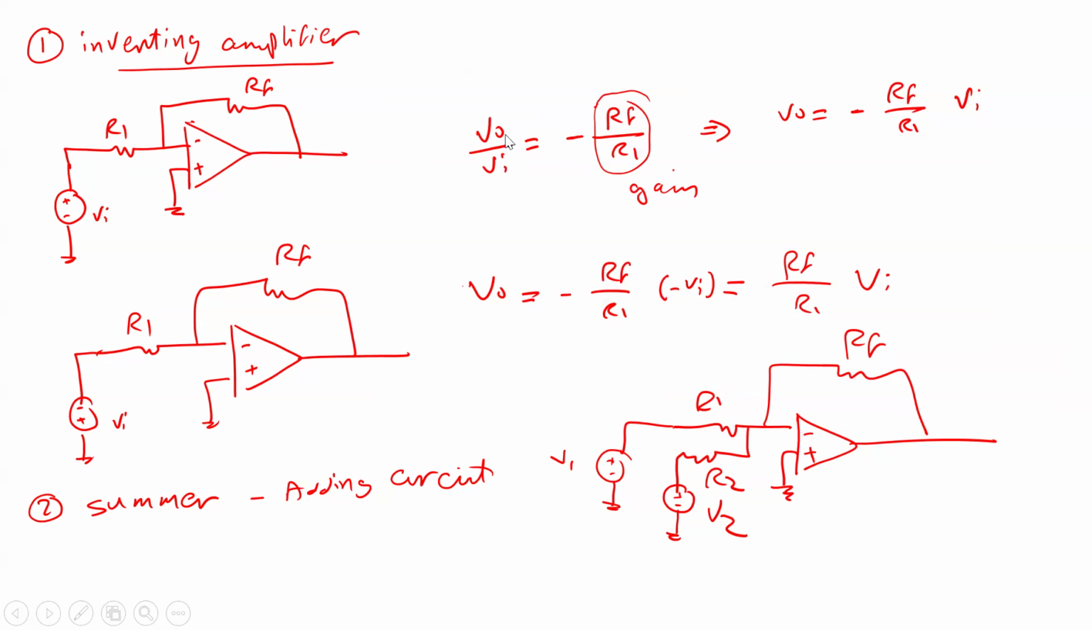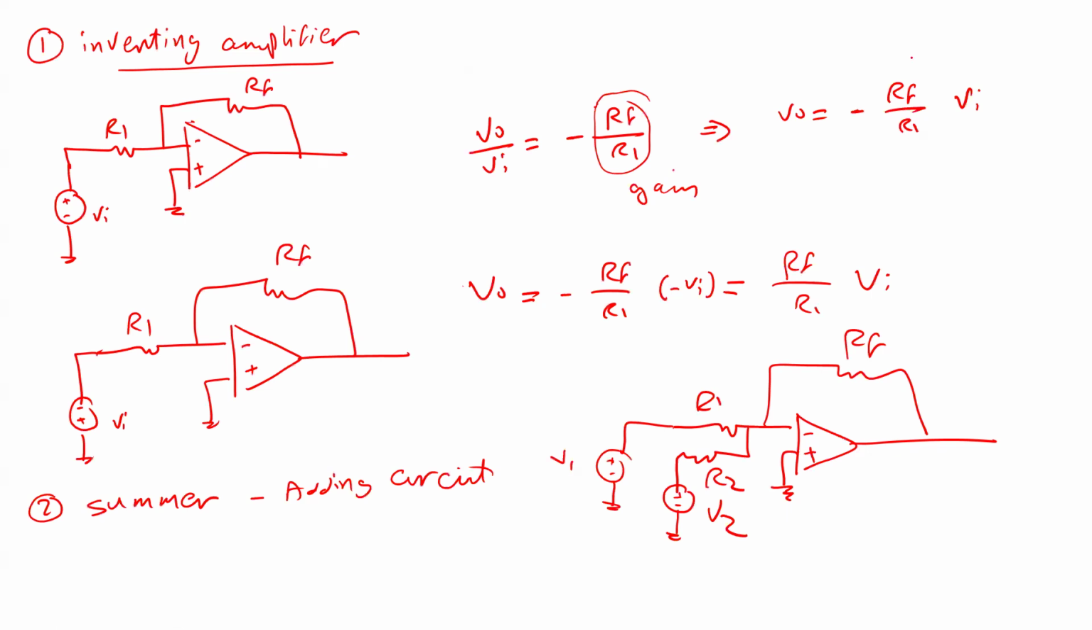So here in this case, V output divided by V input is the gain. So here V output equals negative RF divided by R1 multiplied by V input. So it depends on how much amplification you need. If this gain is 10, then V output equals 10 times V input. You amplify the input. So I can control the amount of the gain from the ratio of these two resistors. Also, last time I explained what this negative means.